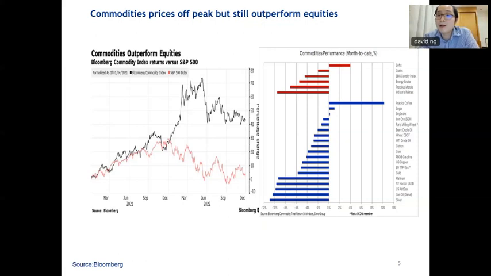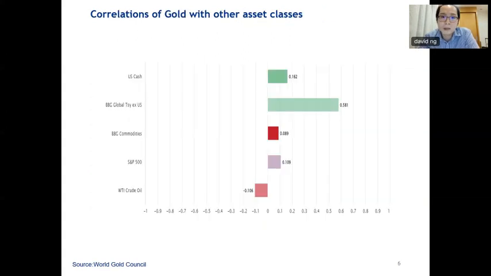But keep in mind, if you are in commodities overall, it's still outperforming the equities market, but not all commodities are the same. There are only selected commodities that do well. The rest of them are experiencing quite a downtrend in certain categories. Now, gold, being a precious metal, has a lot of function.